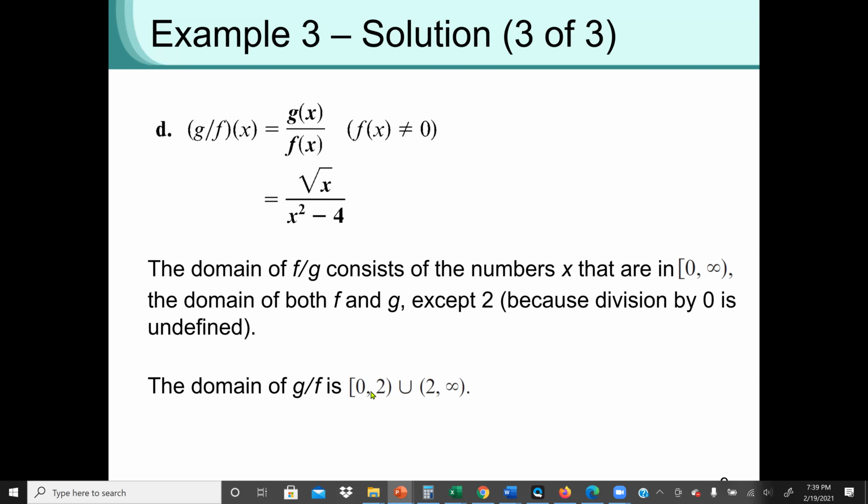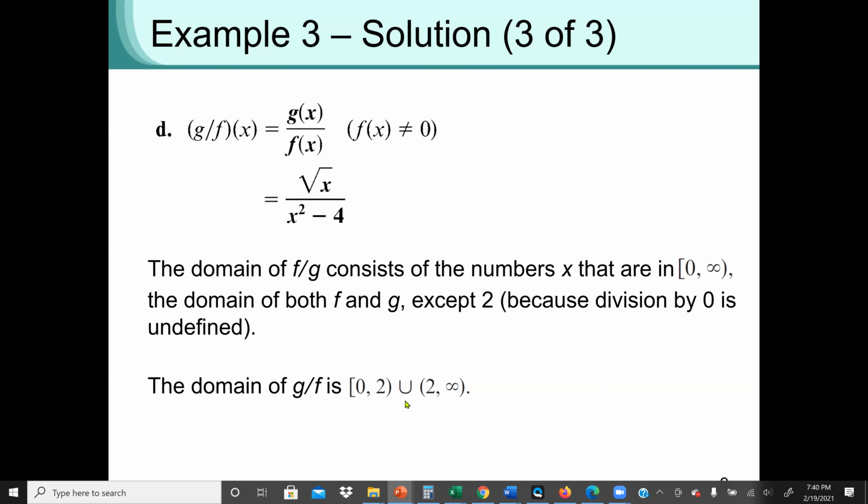We are starting from 0. We end before 2, then after 2 to positive infinity. Not exactly 2. We can write this also in the form of x not equal to 2 for the domain. And also we have square root of x here, so we cannot use a negative value, and the numerator cannot be a negative value. So that's why the domain starts from 0 to positive infinity.